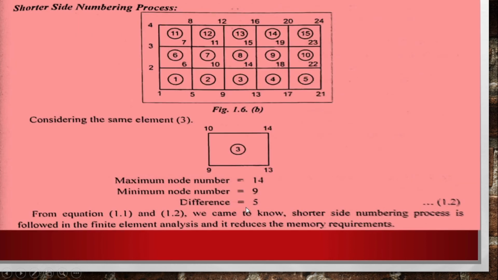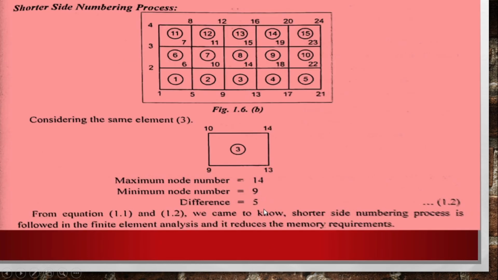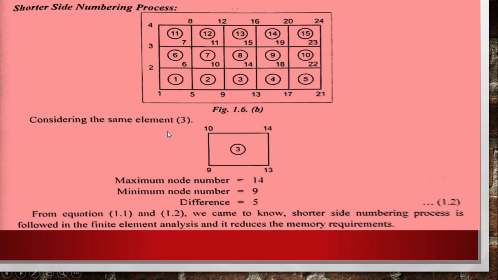So we came to know that the shorter side numbering process followed in finite element analysis reduces the memory requirements. Why are we selecting this shorter side numbering process? Because here the difference is 7, and here the difference is 5. So what is the condition? Maximum number minus minimum number, that we should get the value as a minimum. So the minimum is given by the shorter side numbering process.